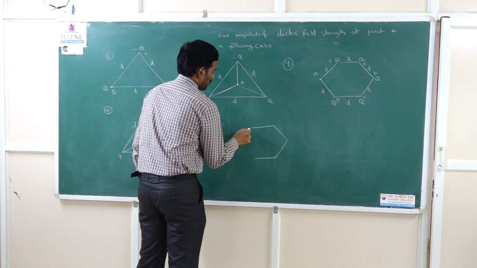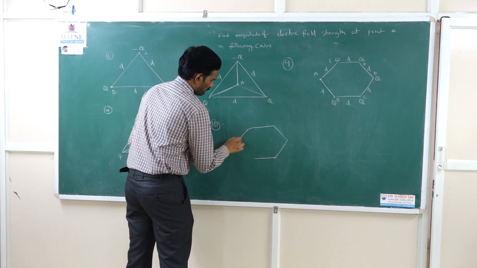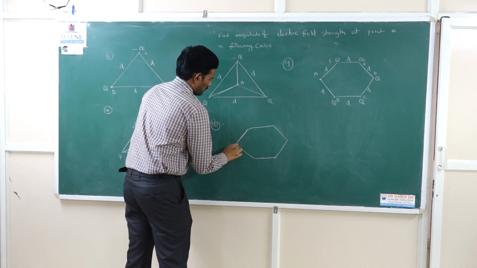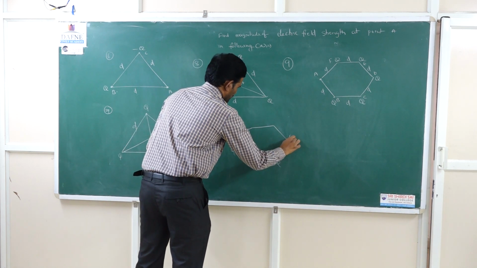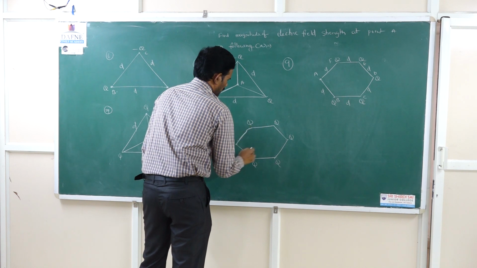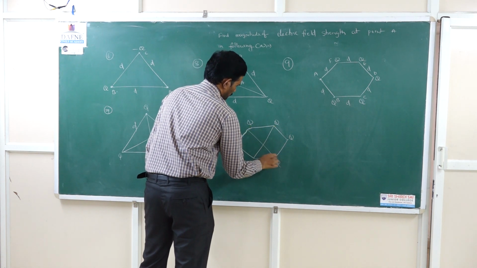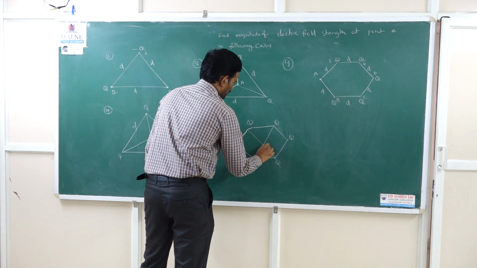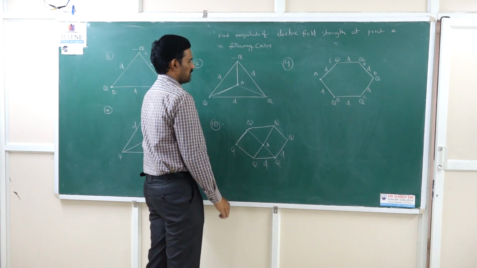Now next I am taking this problem like the same regular hexagon, all charges are present, the 6 charges are present at the 6 vertices. Now we need to find the field at the center. So at this point now we need to find, and this is also a regular hexagon so any side will be equal to d.